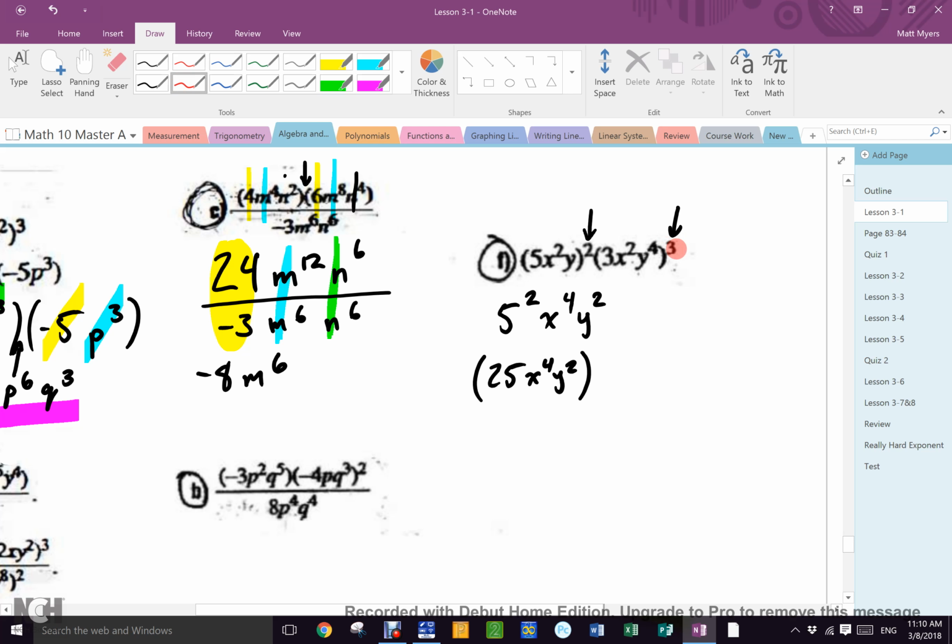What's happening in this side? Does that 3 go everywhere? So I'm going to get 3 to the 3rd, x to the 6, and y to the 8. We did 3 times 2, so what do we do here? Which is 12. 3 cubed is 27. I checked that on my calculator. x^6, y^12. Now what?